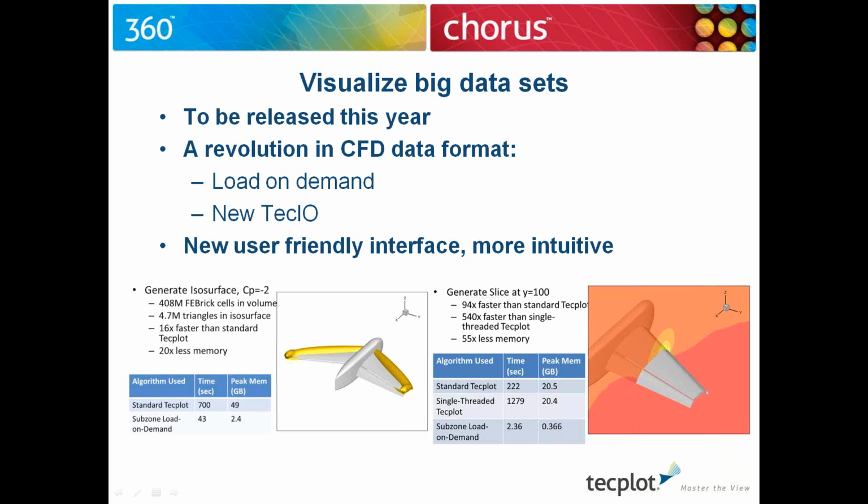The second example is a slice, and with the standard current Tecplot, you have about 3 minutes and 40 seconds of loading for your data. It's been reduced to 2 seconds, and even more interesting, the peak memory was about 20 gigabytes, which is also very big, and now it's about 300 megabytes, and that's definitely something you can afford using a laptop.